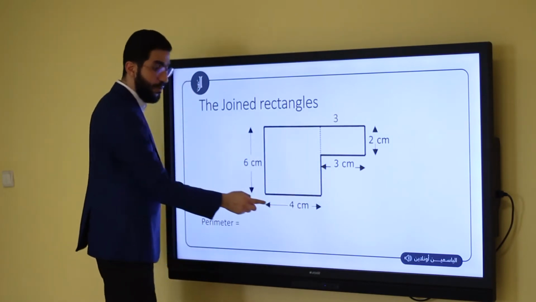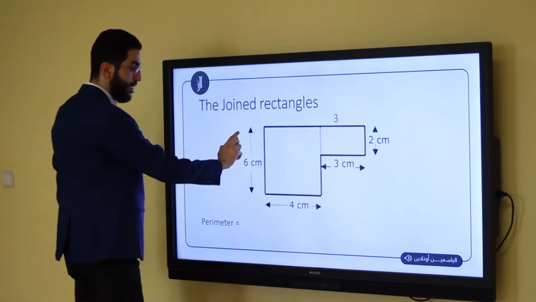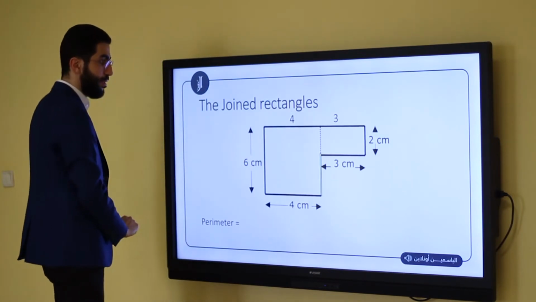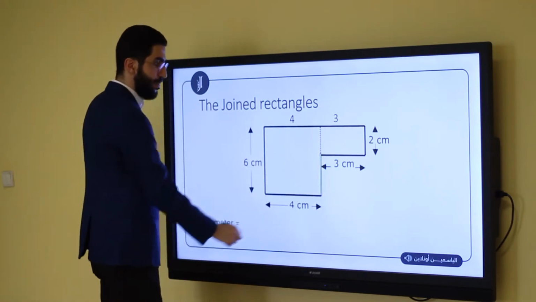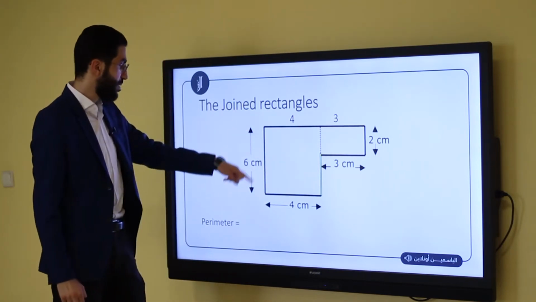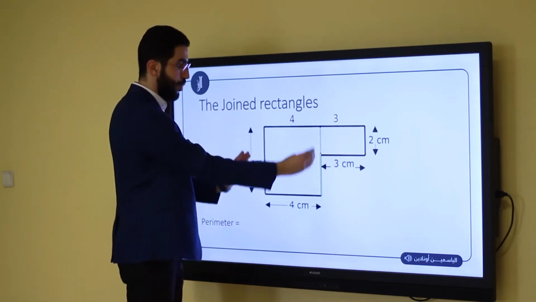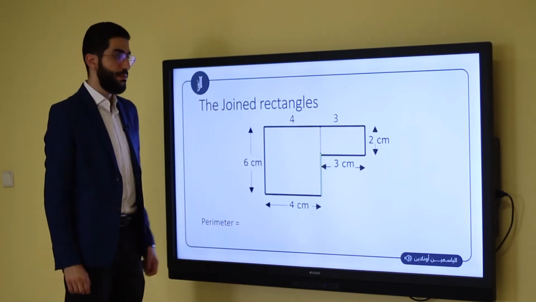Now, this one is 4, so what should be the upper one? Yes, the opposite one should be again the same, 4. Okay. Now, this side, we don't know what this side is. And the opposite here, we have 6, but it's not equal, okay? So we need to do something to find the length of this side.